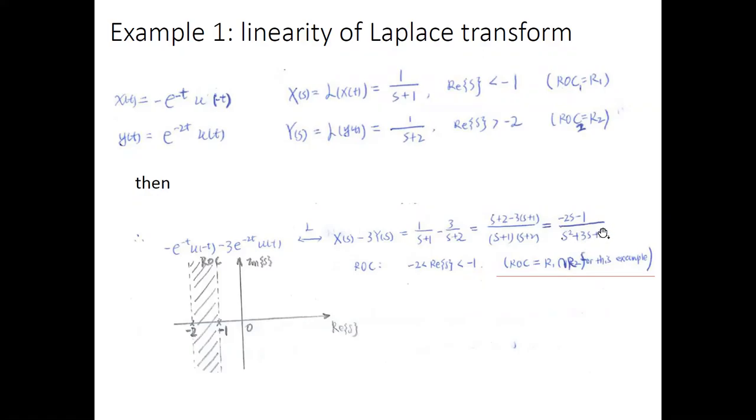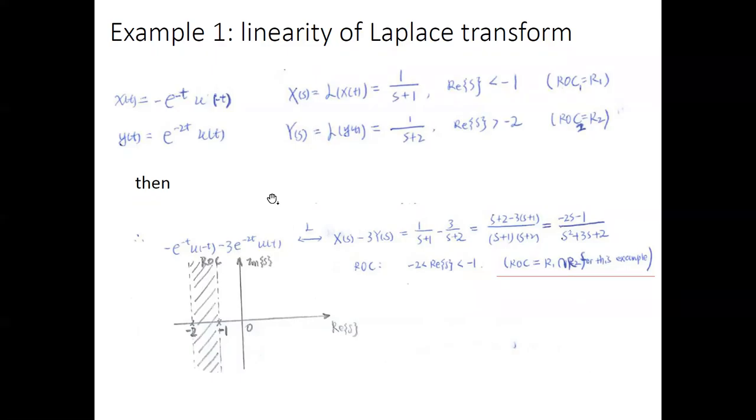And for this Laplace transform, it has two poles, which can be observed from the denominator polynomial, right? S equals minus 1, s equals minus 2. Both of them can make the denominator 0. So the Laplace transform has two poles. And the region of convergence is actually between these two poles. In other words, it's a real part of S larger than minus 2, less than minus 1, as shown in this figure.